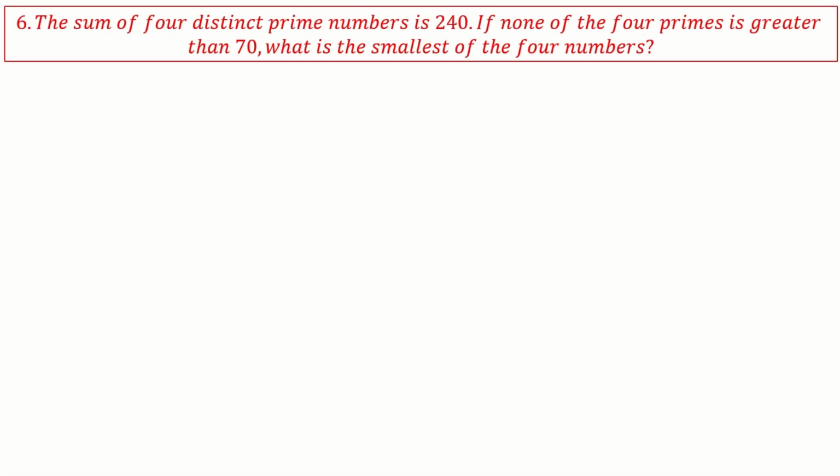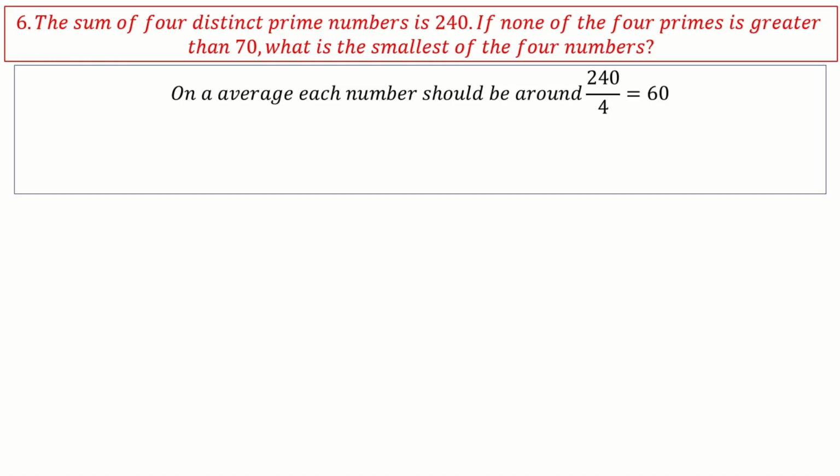The sum of four distinct prime numbers is 240. If none of the four primes is greater than 70, what is the smallest of the four numbers? Okay, so this is simple. He said sum of four distinct primes is 240. So even if you take average, 240, the average is around 60. 60 is a big number, and we are looking for primes from 1 to 70 only, right?